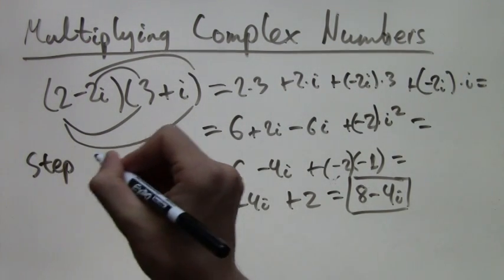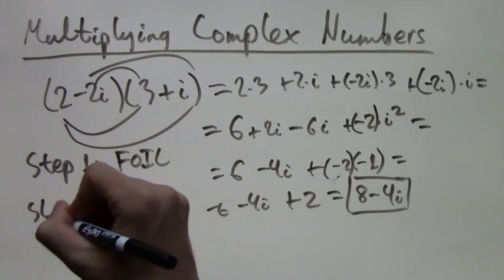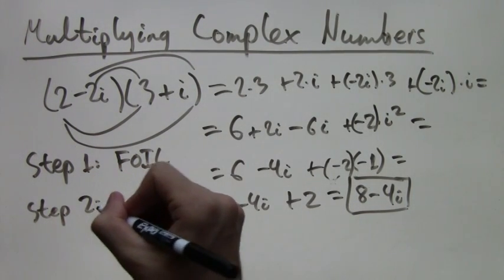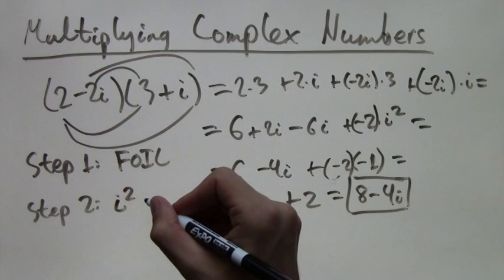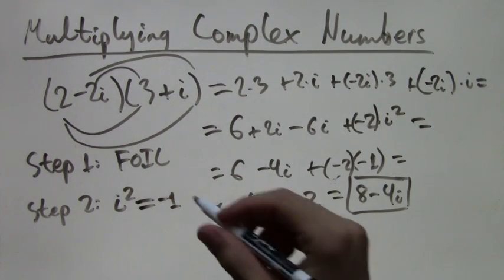So I'm going to summarize the two important steps now at the end. The first step is just to FOIL like you would as normal, and the second step is to replace i squared with -1.